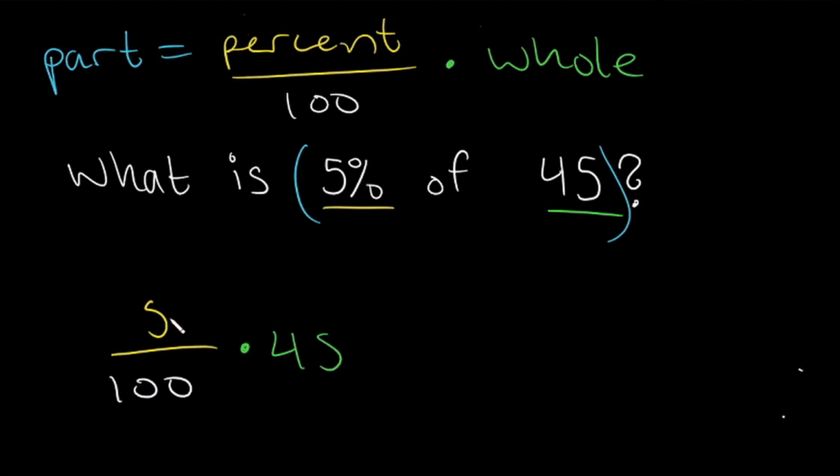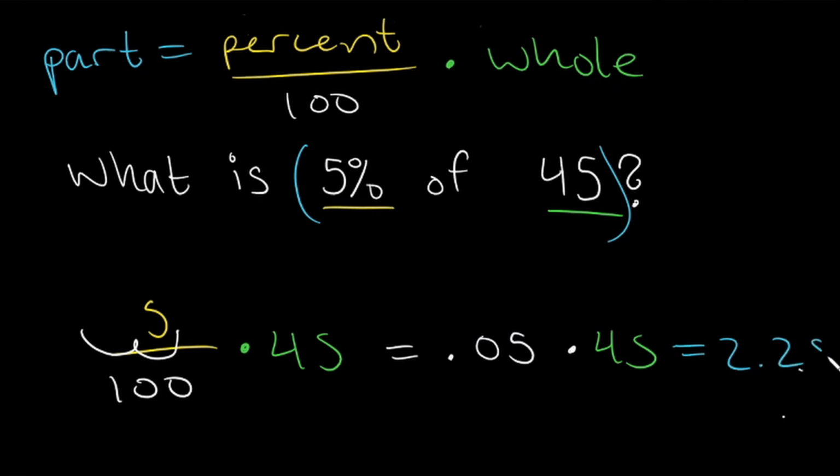So 5 over 100, we just move our decimal point, and we will have 0.05, and then we multiply by 45. 0.05 times 45 is going to be equal to 2.25. So 5% of 45 is 2.25.